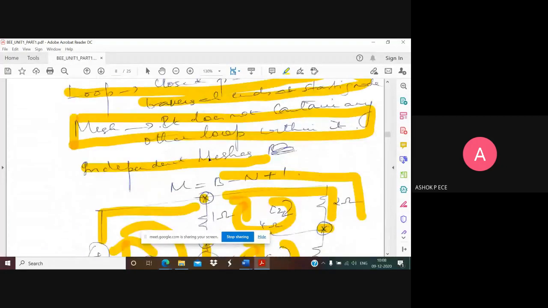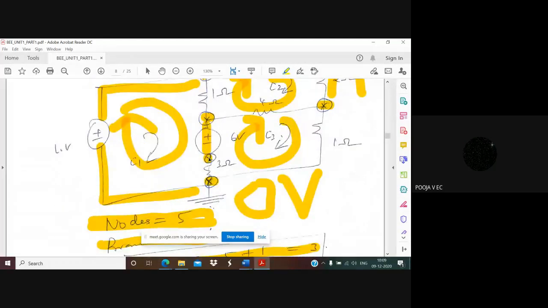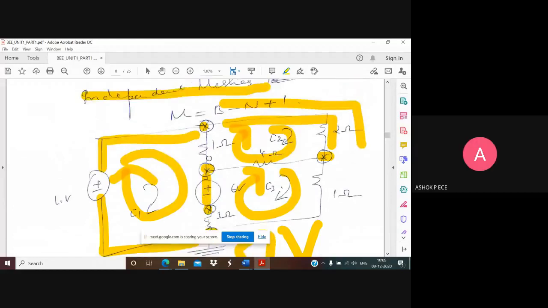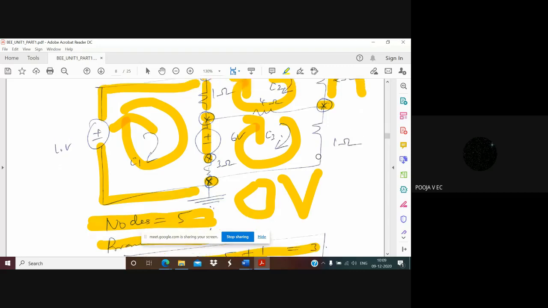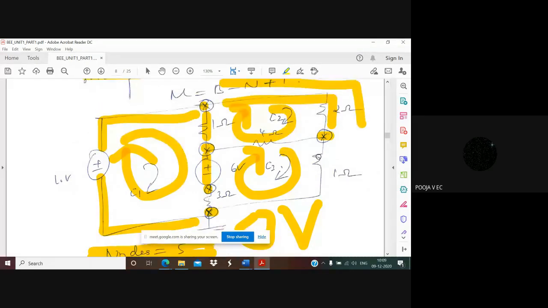Any doubts in KVL? Sir, in the branch, how are you finding how many branches are there? Branches are between nodes. Between this node and this node, you have one branch here, second branch, third, fourth, fifth, sixth, seventh branch. Sir, another doubt. When we find the number of nodes, we have to see whether a node is a point where three wires join? No, sir, 2 or more. Yes, 2 or more.